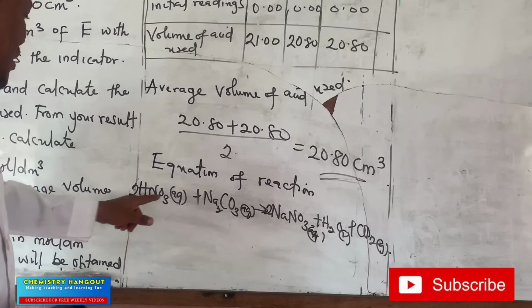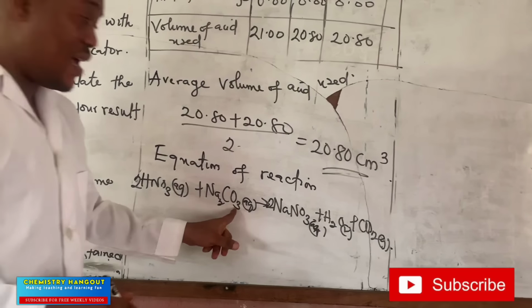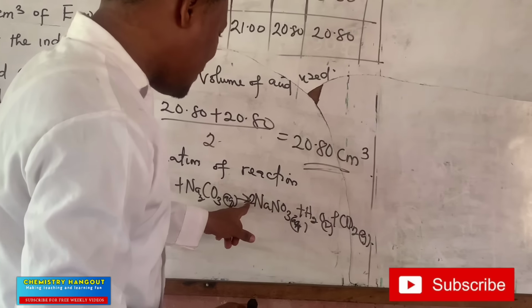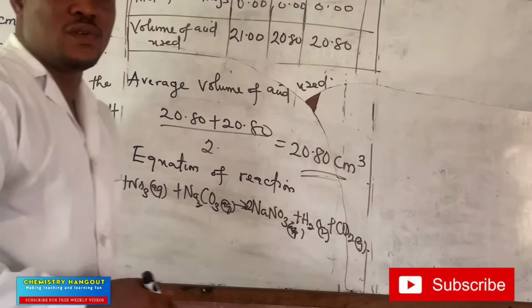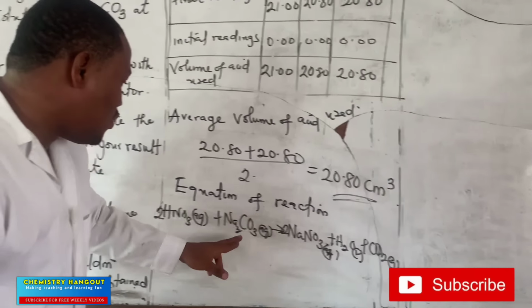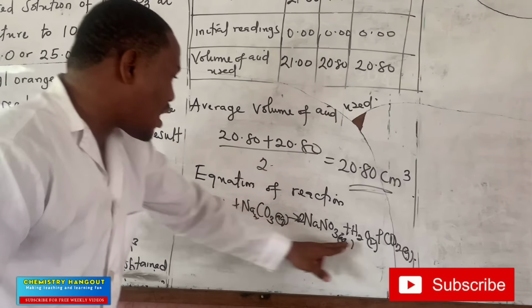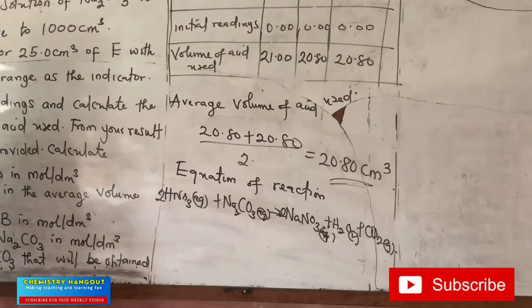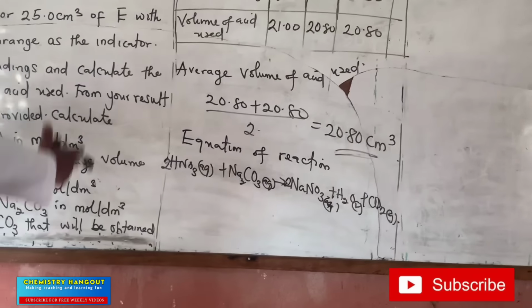Oxygen here is 6 plus 3. That's 9. Oxygen here is what? 6, 7 plus 2. That's 9. So I think that should be balanced. Sodium is 2 here. Sodium 2 is 2 here. Carbon is 1. Carbon is 1. Balanced. Okay. So that's the equation of reaction for this very particular titration.